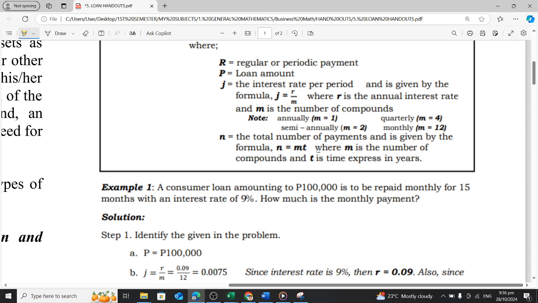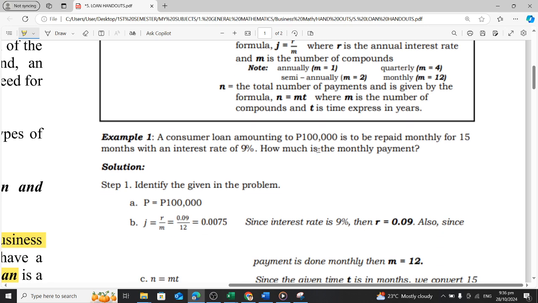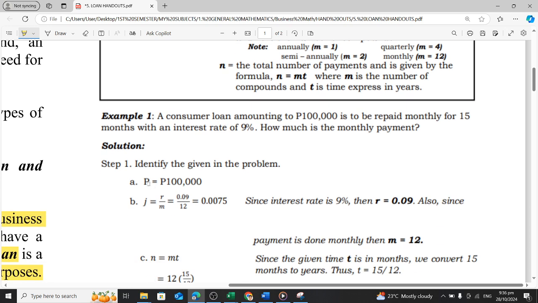Example 1. A consumer loan amounting to 100,000 pesos is to be repaid monthly for 15 months with an interest rate of 9%. Question: how much is the monthly payment? Pila ang R or the regular payments. So we have here some of the given values. P, we have here 100,000 pesos. That is our principal or present value.